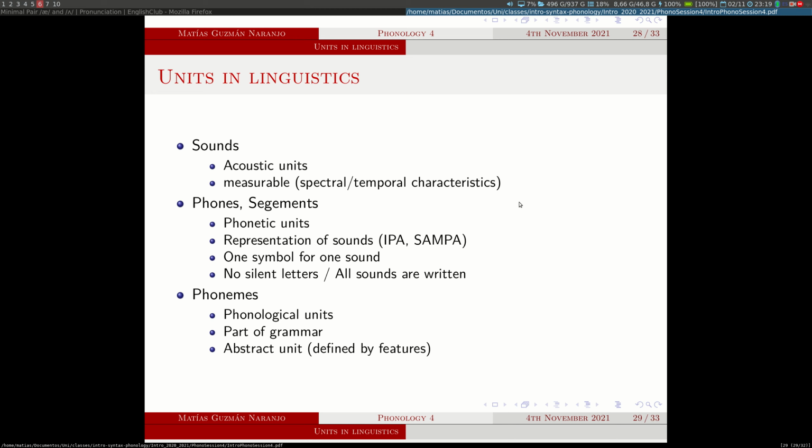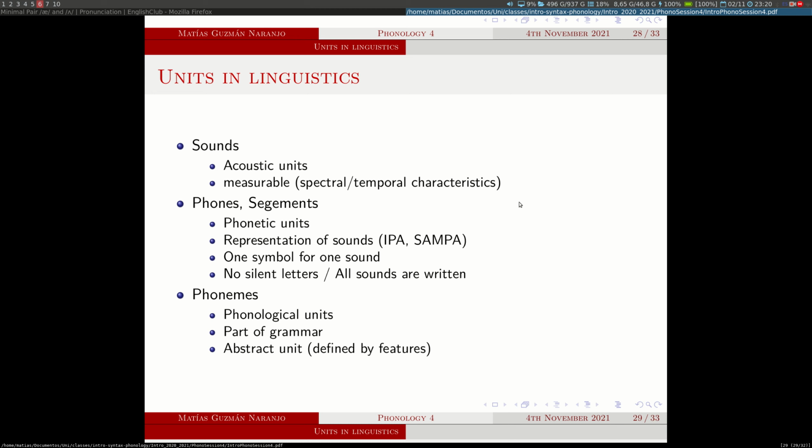So what units have we looked at so far? We've started with sounds, which are acoustic units, which are measurable, which we can understand how they are articulated. We didn't look at hand signs, but those are also in this category. Then we have phones, which are the individual units of sound. We have representation for those. We use IPA, and we use one symbol for one sound, and everything is written down. And then we have phonemes, which are abstractions over these phones, and which are part of the grammar of the language. And I'm sorry if I am repeating myself a lot in this lecture, but this is very, very important. They are abstract units.